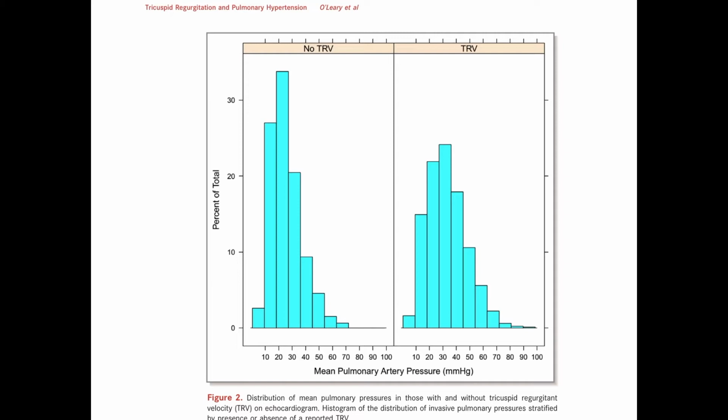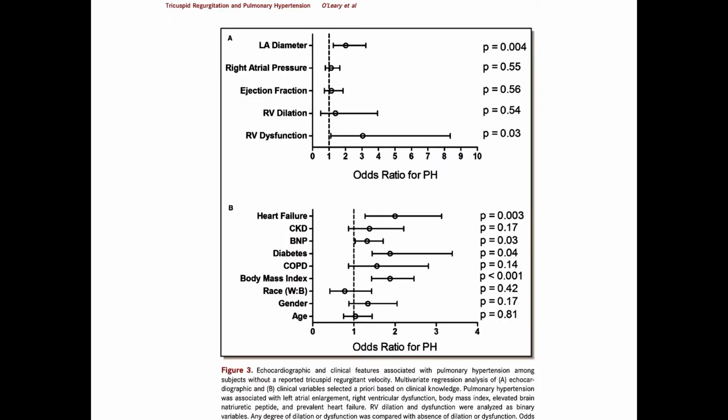This is the distribution of pulmonary pressures in the groups with and without a detectable tricuspid regurgitation signal. You will notice that there is a tendency towards a higher pressure in those with detectable tricuspid regurgitation. Clinical predictors of the presence of pulmonary hypertension include the presence of left atrial enlargement, right ventricular dilatation, and dysfunction, as well as the presence of heart failure, the presence of diabetes, and high body mass index.